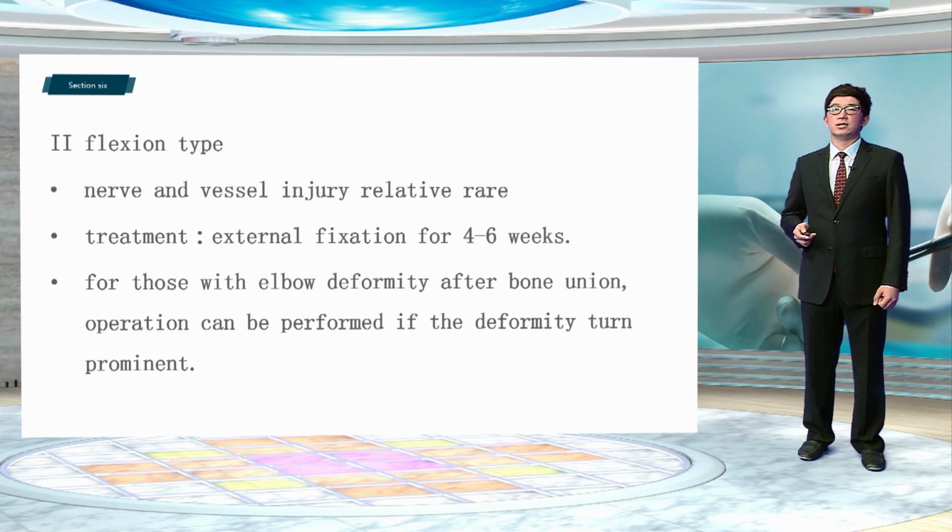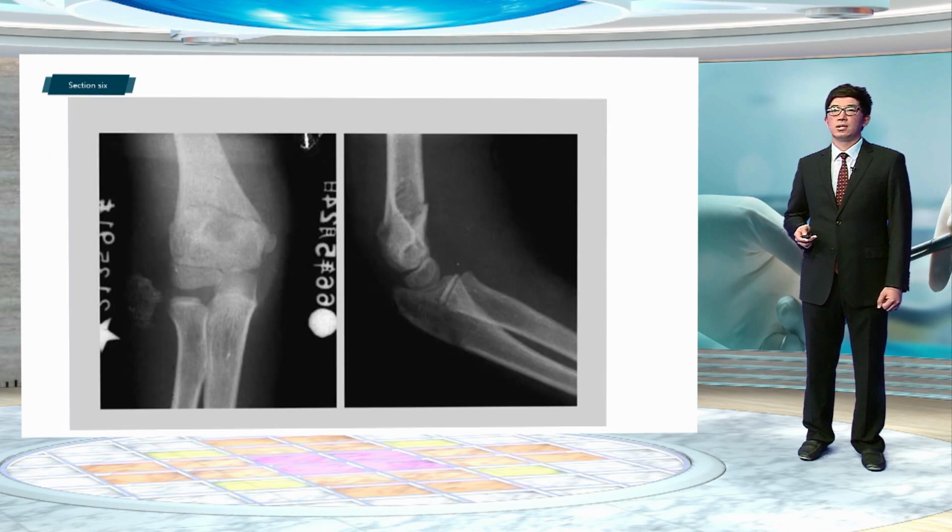The second is the flexion type. Nerve and vessel injury is relatively rare, and for treatment, we can use external fixation for 4 to 6 weeks. For those with elbow deformity after bone union, an operation can be done if the deformity becomes permanent. This picture shows this kind of fracture.